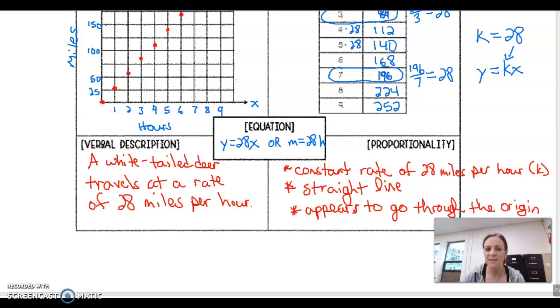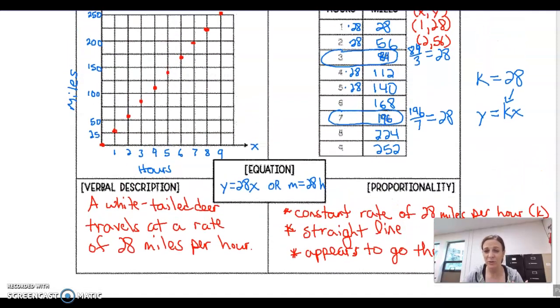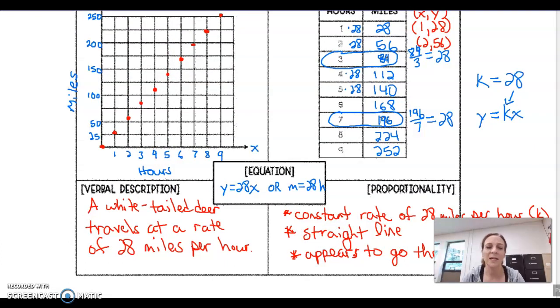So in today's lesson, not necessarily new stuff, but we're kind of putting everything together. We're showing how all the work we do with tables and graphs, they're all showing proportionality. They're all representing the same thing, our proportional relationship.